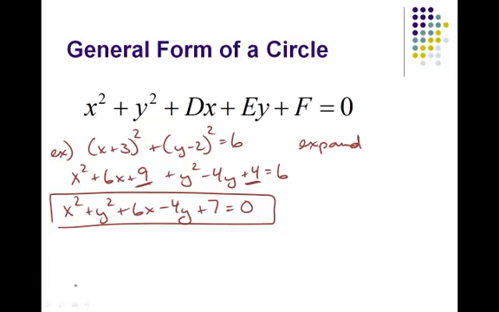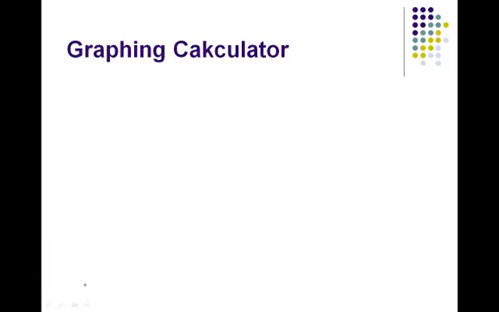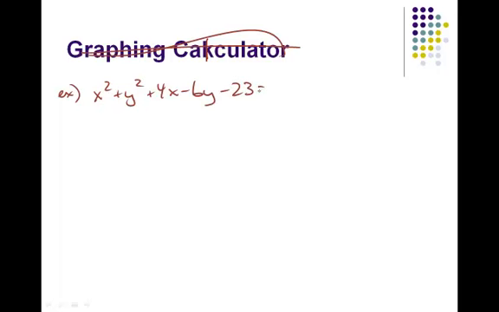But what about going the opposite direction? Let's say I give you this equation, x² + y² + 4x − 6y − 23 = 0. And I want to change this to my (x − h)² + (y − k)² = r², because that's much easier to graph.